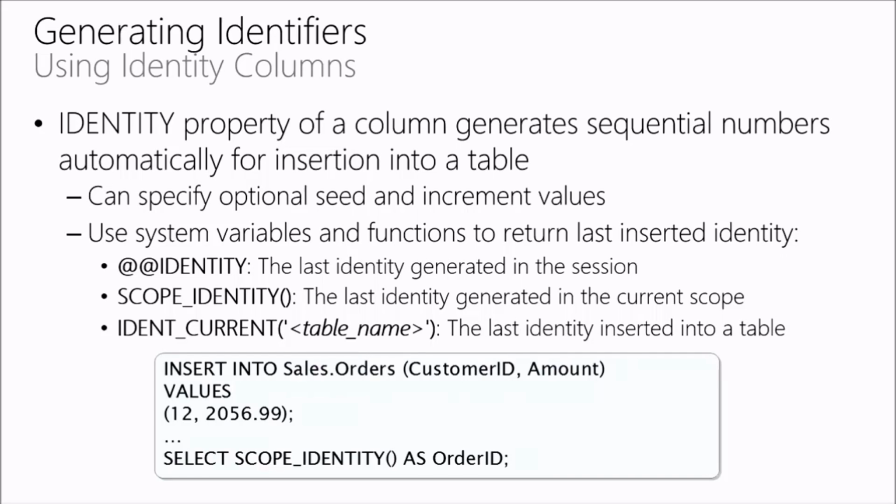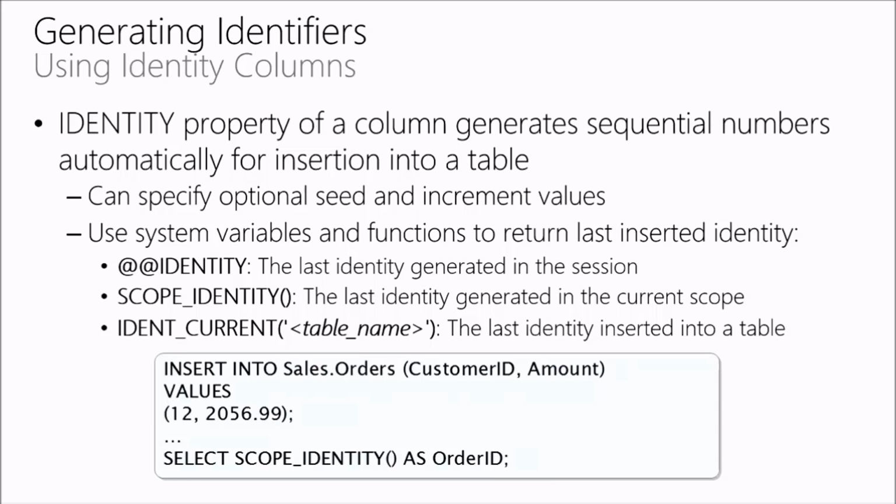Again, it might not necessarily be the one you're looking for if you had a statement that inserted into multiple tables and each of those had an identity. But that's possible as well. The other, and I guess the most explicit way of doing this is the IDENT_CURRENT function, to which you pass a table name, and it will give you the last identity inserted into that table.